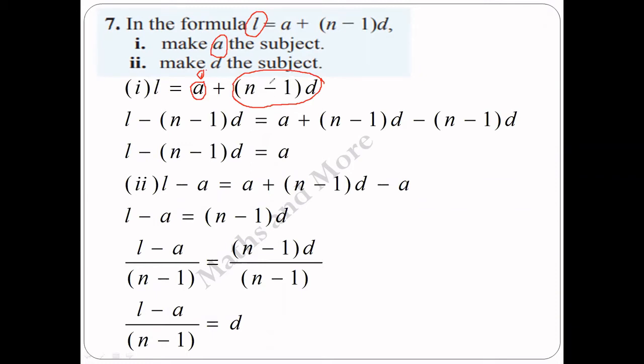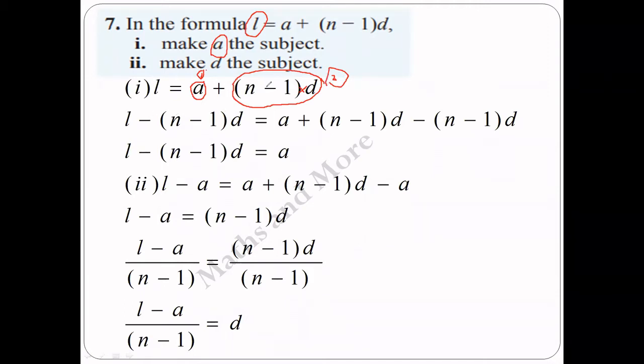So these are combined. N minus 1 into D. This bracket is combined with D by the multiplication. In between the bracket and D, a multiplication sign is there. Terms are separated by addition and subtraction, but by considering this subtraction, you can't take this as two terms. This is only one term. Remember that. So there are only two terms in the right hand side.